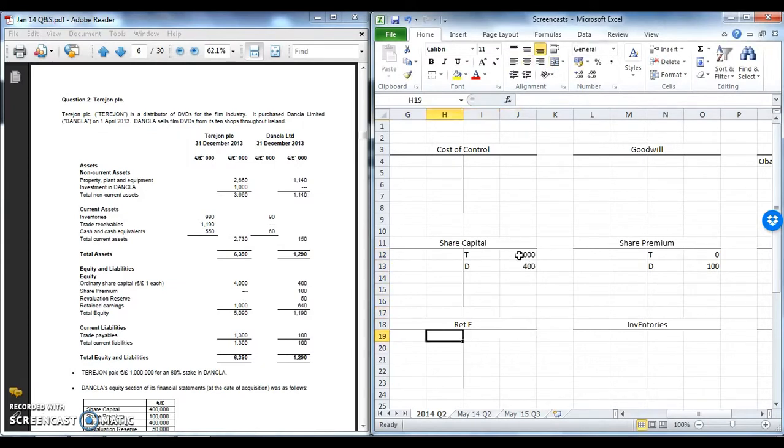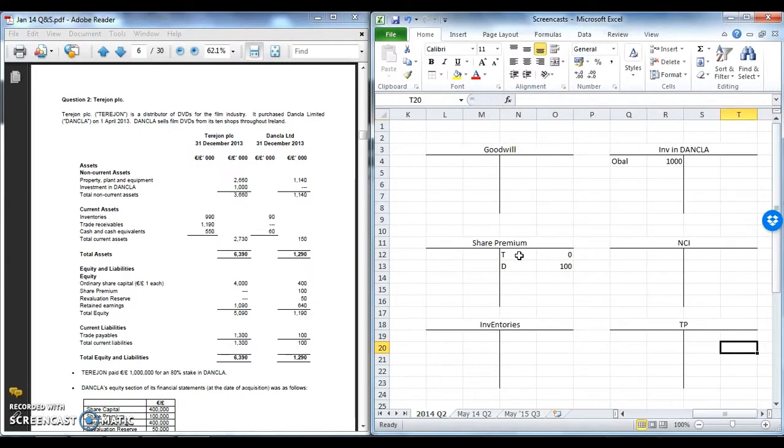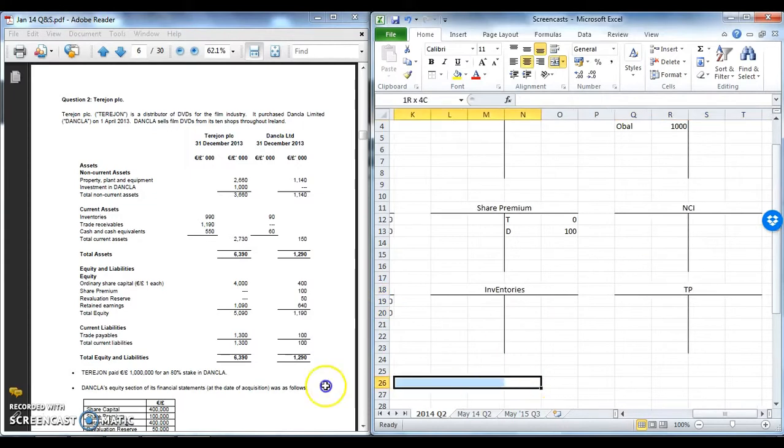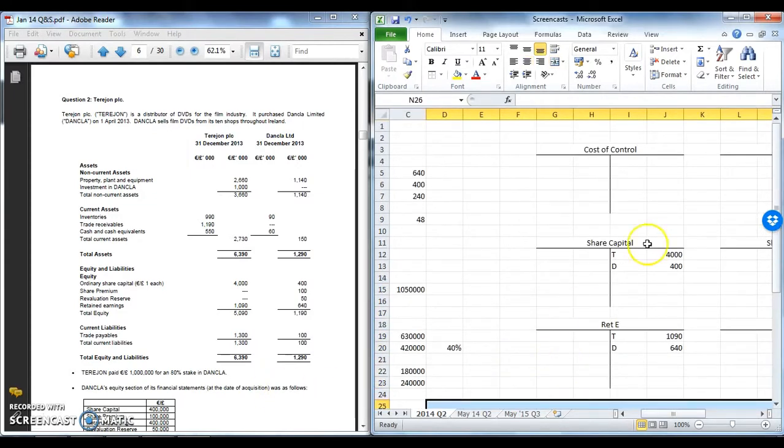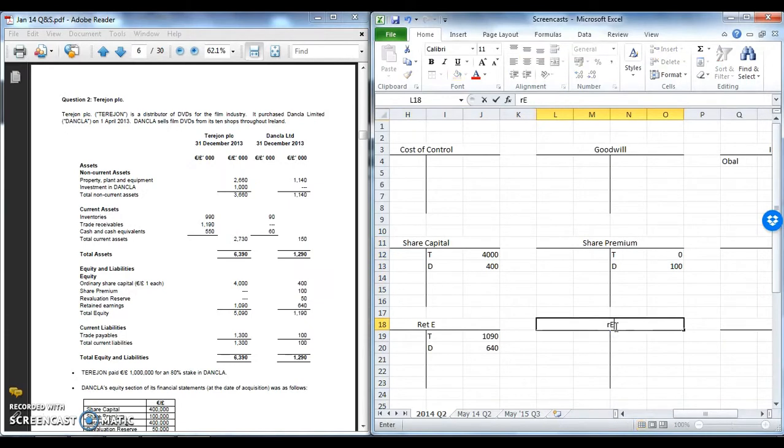Same with retained earnings. So you can see it's a bit more long-winded in terms of using the columnar method, but it is useful when you need to prepare a full statement of financial position to use your TAccount method to make sure you've covered off everything, particularly retained earnings. This is 1090 and this is 640. And the final one then is revaluation reserve, which I'll put in here. Just put the revaluation reserve in here. And that is T and D. So T's opening balance and revaluation reserve is 0 and D's is 50.